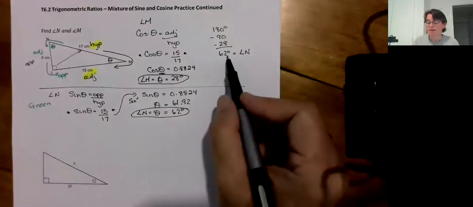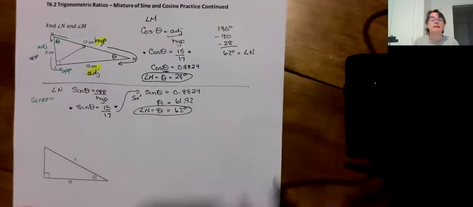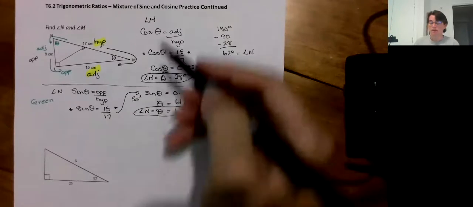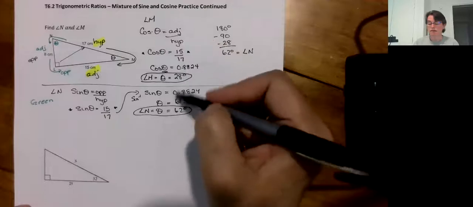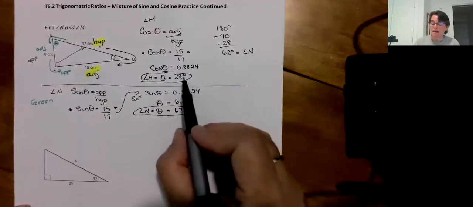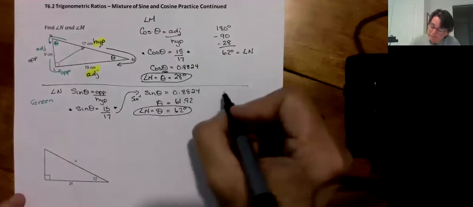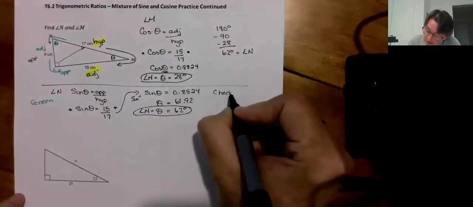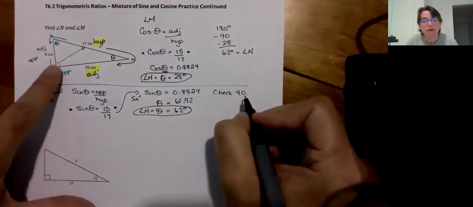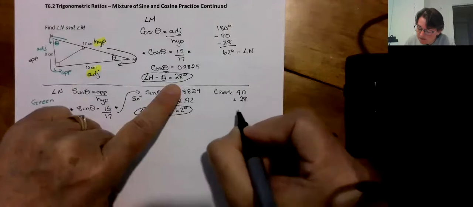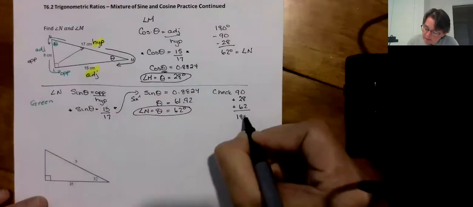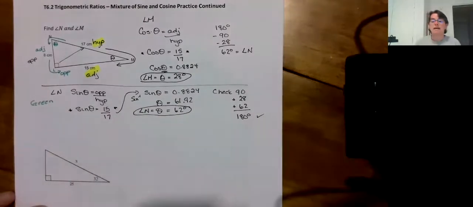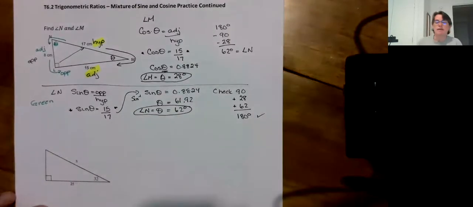So now it's there and it's there. If I was doing this on a test myself, I would use cos and sine and calculate them each individually. And then I would add up this one. So I would do a check. I would say 90 degrees from there, plus the 28 from my first question, plus the 62 from here. And I'd add that up and I'd get 180, and I would be very, very confident in my answer.